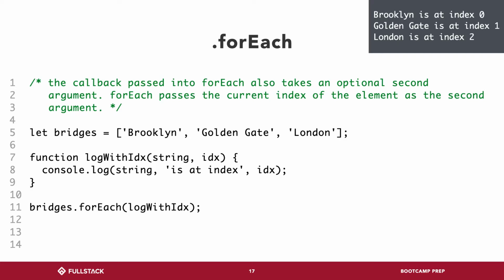But really what it's doing is just calling logWithIndex for everything that's in the array, right? And logWithIndex is automatically going to be passed the current element at that time and its index. Automatically. So when you define the function that you're going to pass into a forEach, you have to be prepared for that. It has to take two parameters. Well, I mean, it doesn't really have to.